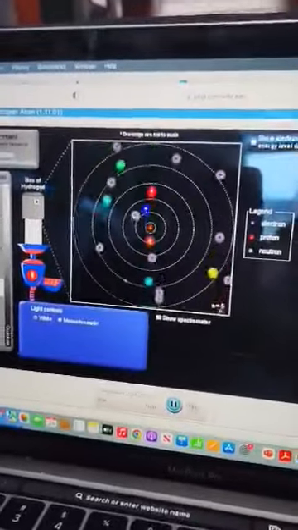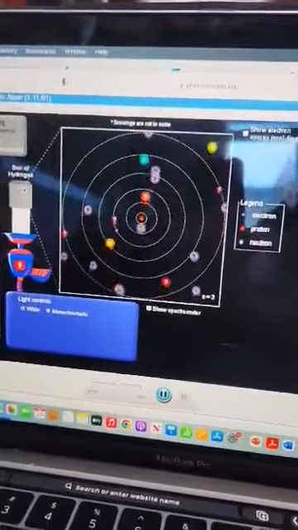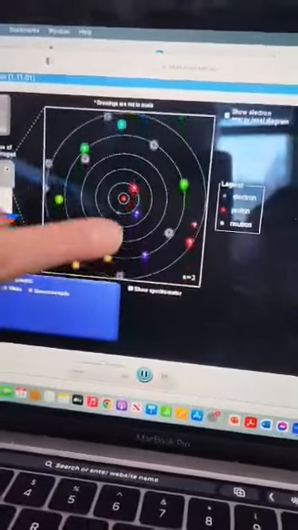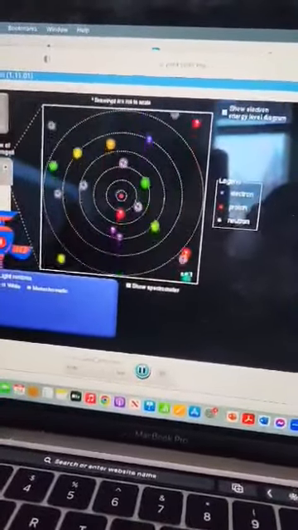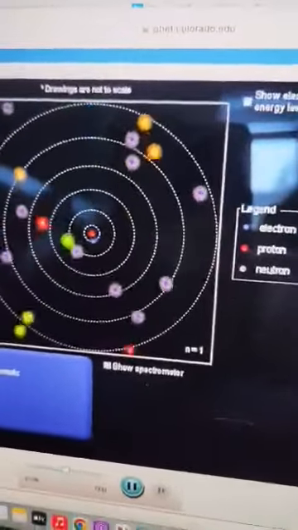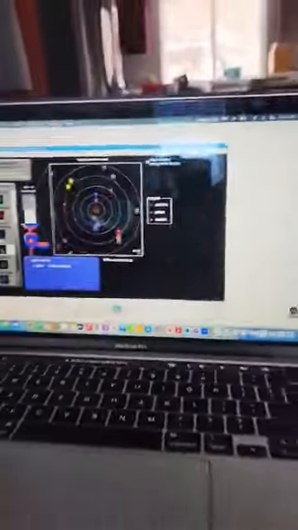Bohr's model, what became known as the Bohr-Rutherford model, a combination of the two, looked like this. So the little red dot in the center there is the nucleus, and then you have these energy orbitals, and the blue dot going around is an electron. So again, this only worked with atoms that had one electron.